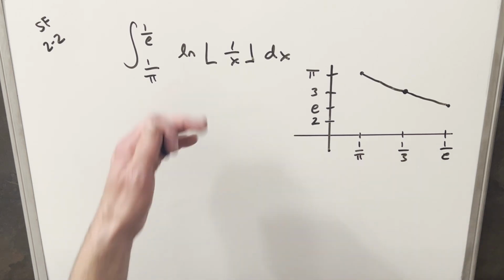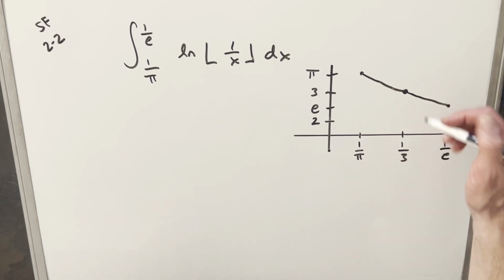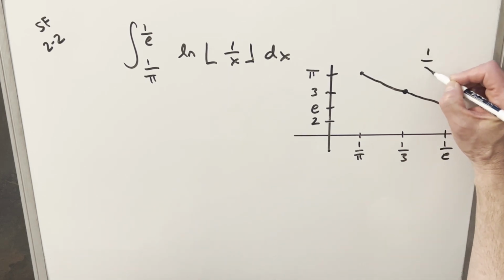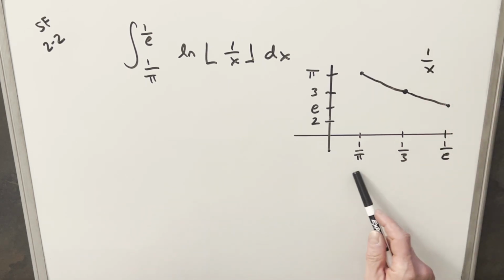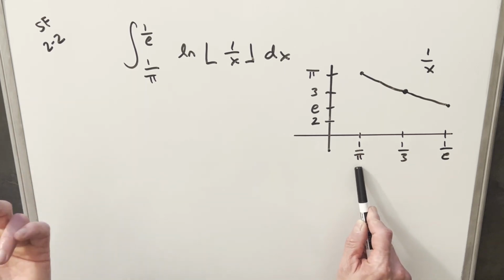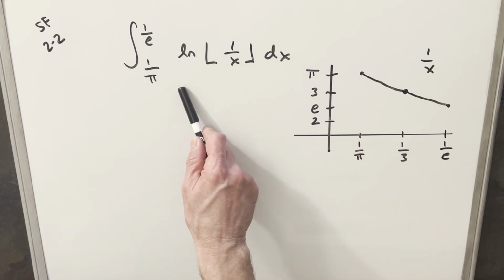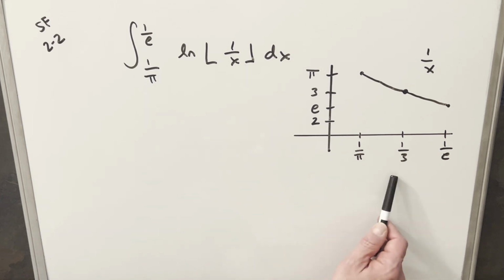What usually helps with the floor function is having a graph for it. So what I have over here to the right is just the graph of 1 over x. I drew this within our bounds, because the lower bound is 1 over pi and our upper bound is 1 over e. I also wanted to include a point in between, which is 1/3, which is going to be a useful point. If I was going to break this into two integrals, I would break it at 1/3.